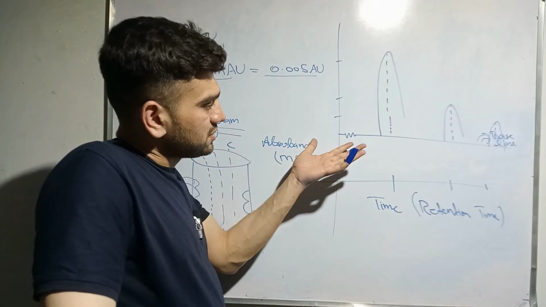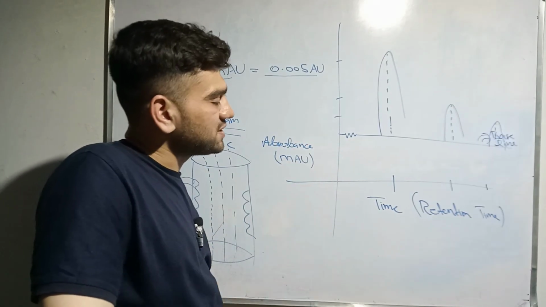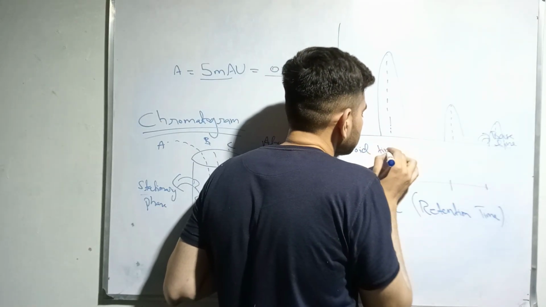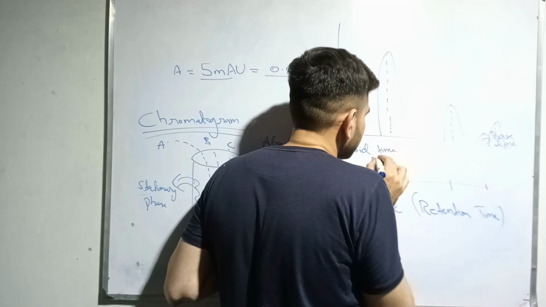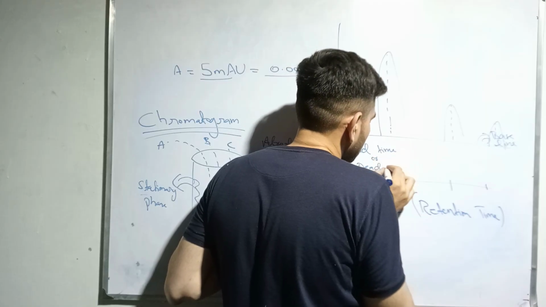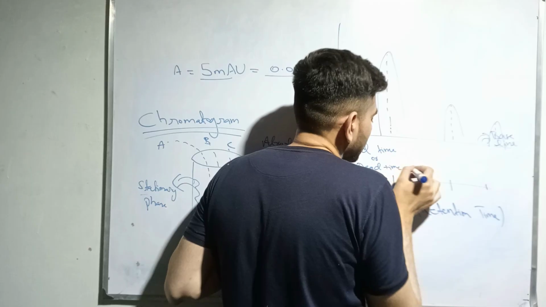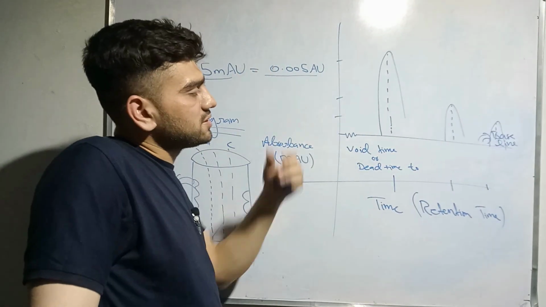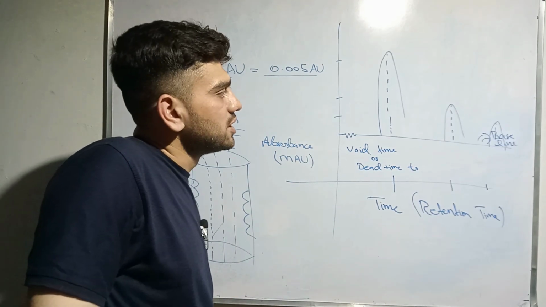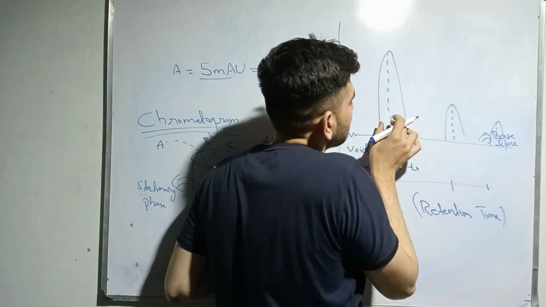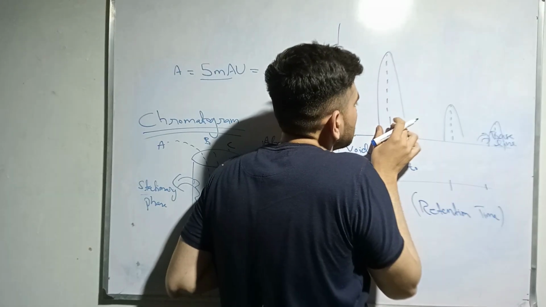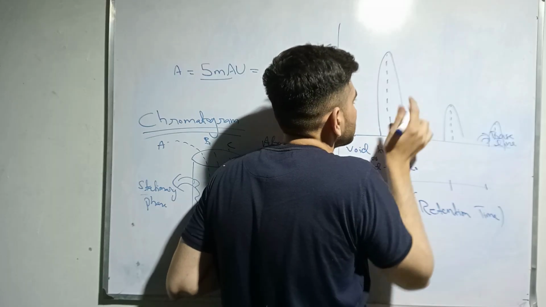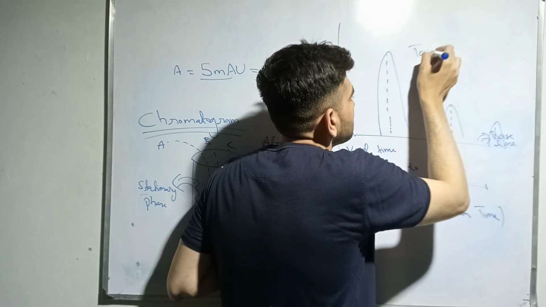The time in which the winding of peaks occurs is called the void time or dead time, and it is represented as T0. Sometimes the peaks are asymmetric, meaning when we divide these peaks, the first half portion is less wide as compared to the second half portion. Then this is called tailing of the peak.